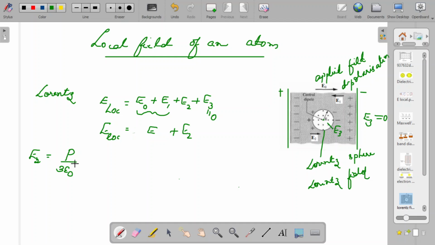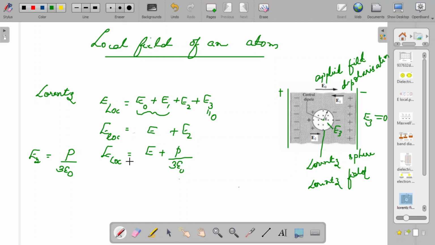And what is the polarization vector? It is the dipole moment per unit volume. So I can write this E local, or local electric field, as equal to E plus P by 3 epsilon 0. So this is the final formula for the local electric field of an atom.